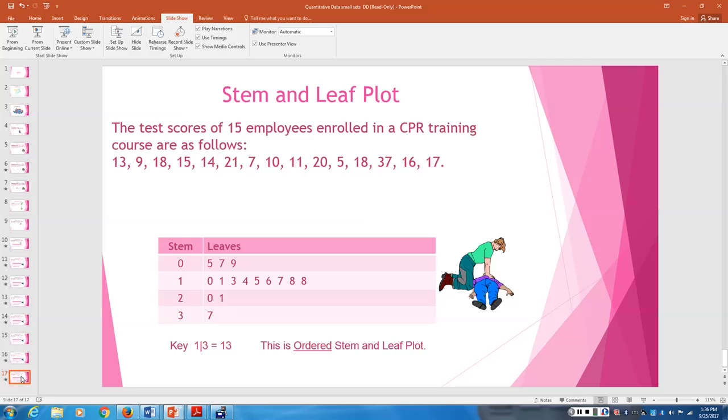Now, the only difference in this graph and the one that you saw just a minute ago is this is called an ordered stem and leaf plot. Basically, rather than leaving them all jumbled up, we just put all the numbers in order. So this is 5, 7, 9, 10, 11, 13, 14, 15, 16, 17, 18, 18, 20, 21, 37. Now, hopefully that'll be the easiest thing you've done in statistics class so far.